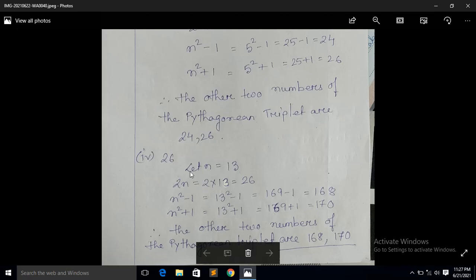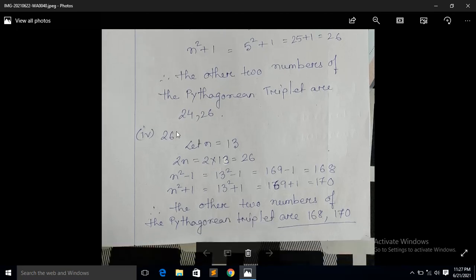Another example I have done for you: if it is 26, 26 divided by 2 is 13, so you take n as 13, so twice n is 26. n square minus 1 is 13 square minus 1, which is equal to 168, and the other number is 170. Therefore the other two numbers of the Pythagorean triplet are 168 and 170. So that's all for today.